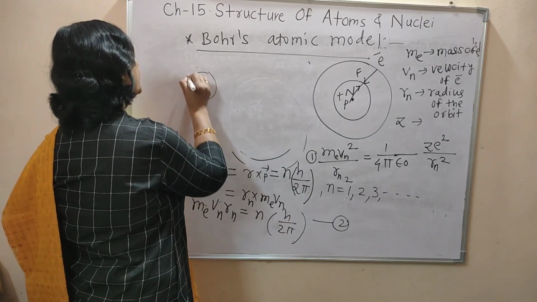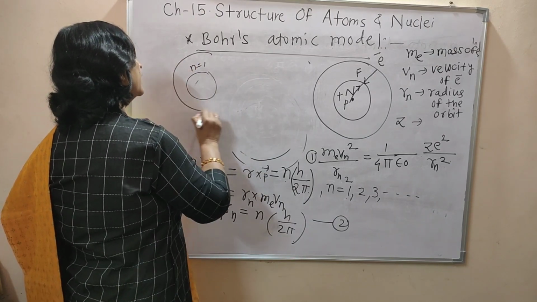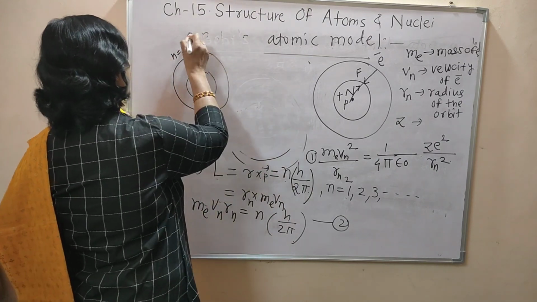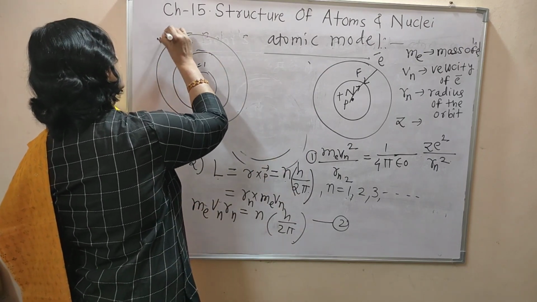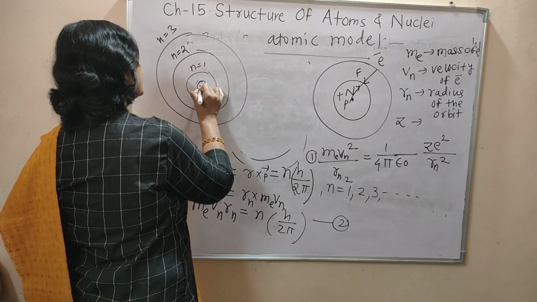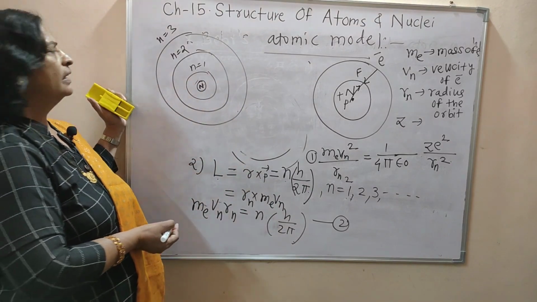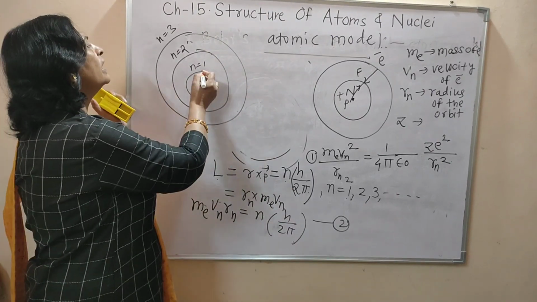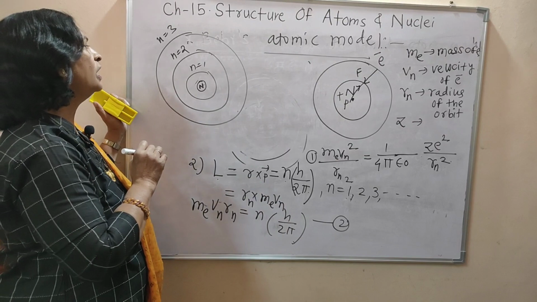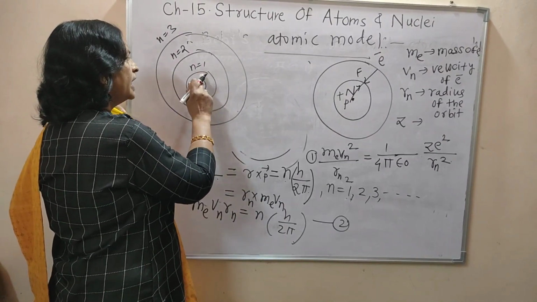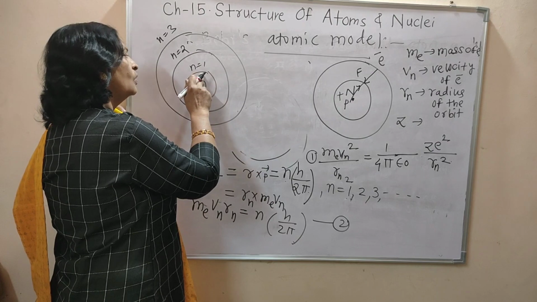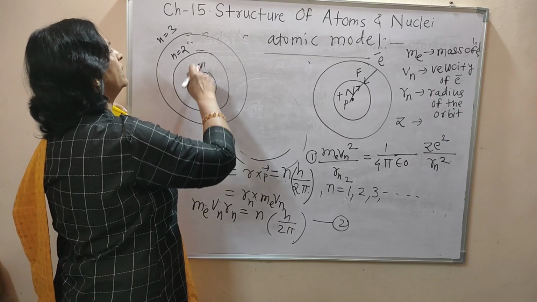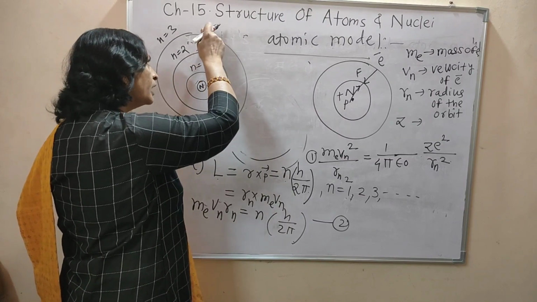Suppose this is the first orbit, for that n is equal to 1. Then the second orbit, n is equal to 2. Third orbit, n is equal to 3. And this is the nucleus. As the number of orbits goes on increasing, the energy of that orbit also goes on increasing. The energy of the first orbit is the lowest energy. Then the energy of the second orbit is greater than this orbit. Energy of the third orbit is also greater than this orbit.